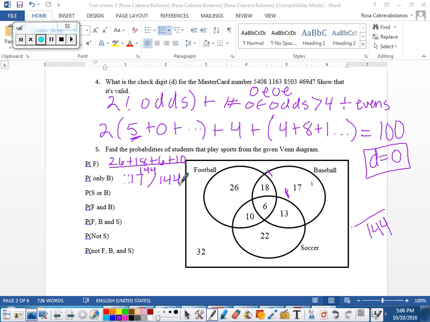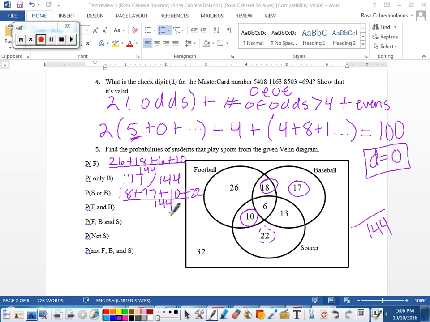And then probability of S or B, this one you would have to take all of the ones that are either in S or B, so 22, the 10, the 17, and the 18. So add all those up, 18 plus 17 plus 10 plus 22, all of that over 144.